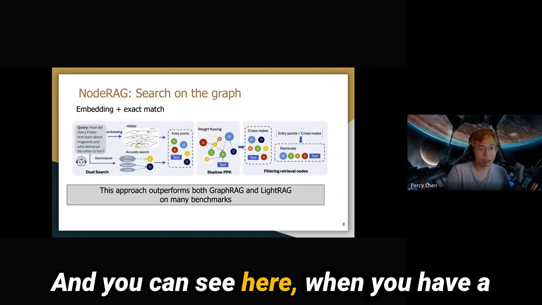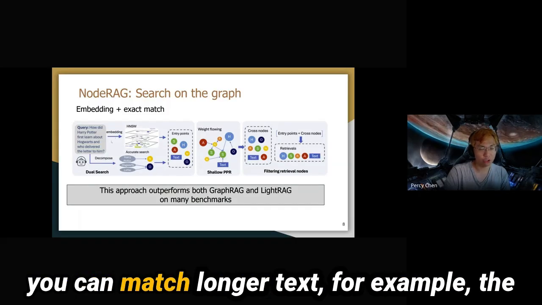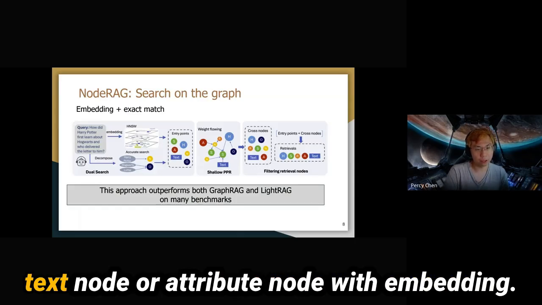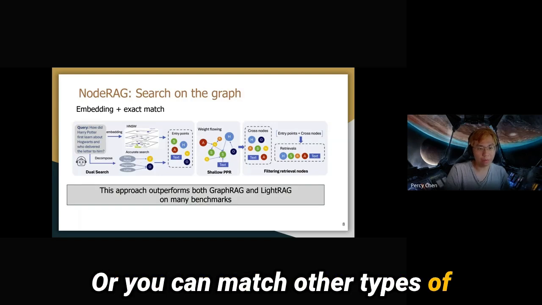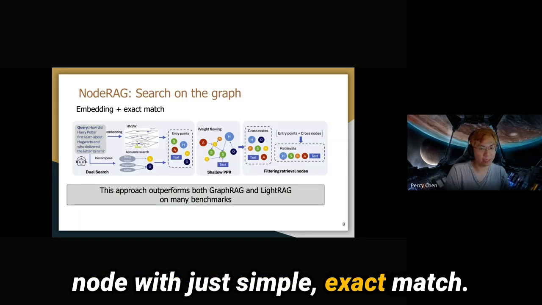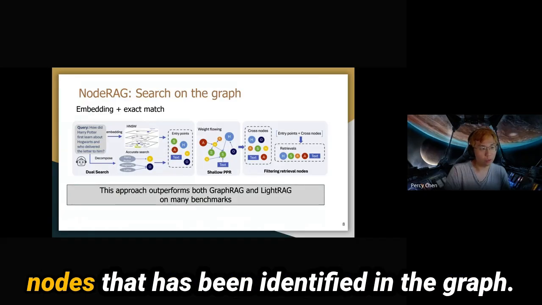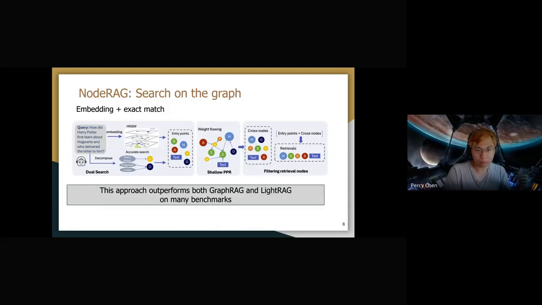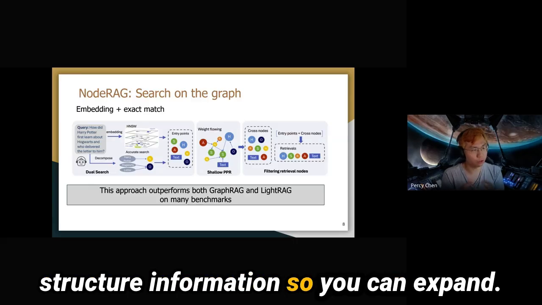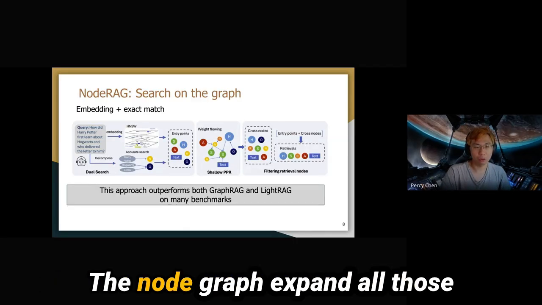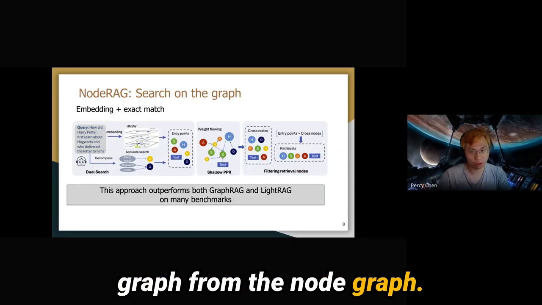And you can see here, when you have a query and you're trying to do a retrieval, first you can match longer text, for example, the text node or attribute node, with embedding. You identify nodes on the graph, or you can match other types of node with just simple exact match. Normally, those steps will give you a bunch of nodes that has been identified in the graph. But later on, we still want to use the structure information. So you can expand all those extracted nodes to form a subgraph from the knowledge graph.